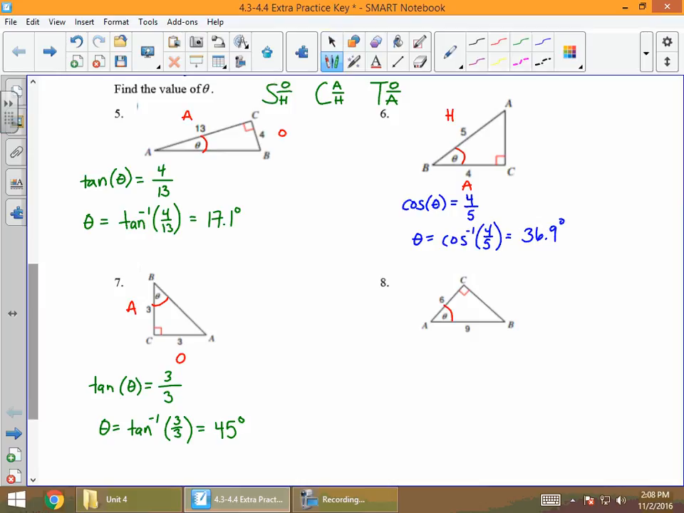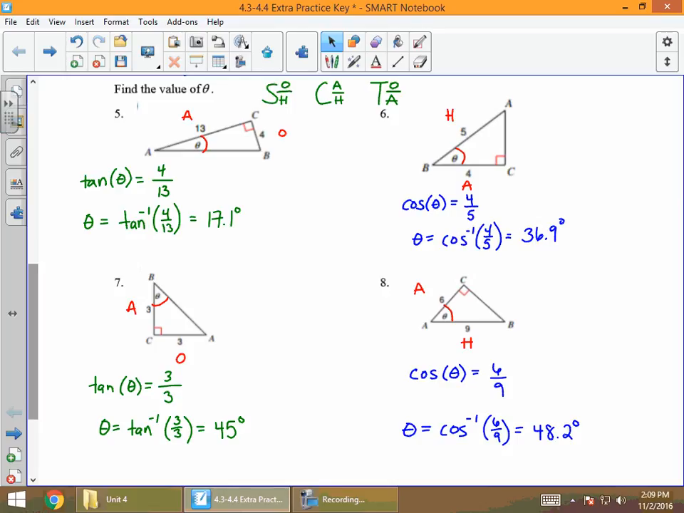And the last one. Here's theta, hypotenuse, opposite, adjacent. The useless one is opposite this time, so A and H, cosine of theta is equal to adjacent 6/hypotenuse 9. To find theta, I have to get rid of cosine. So inverse cosine, 6/9. So the inverse cosine of 6/9 is 48.2 degrees.